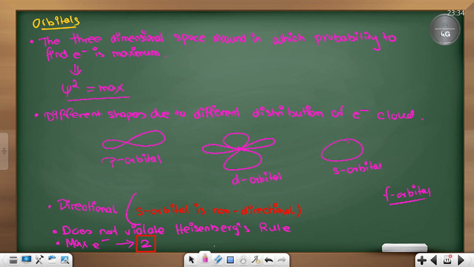Done. So this is the concept of orbit and concept of orbital. So we have seen orbit is something different, orbital is something different. One is 3-dimensional and one is 2-dimensional. Clear?